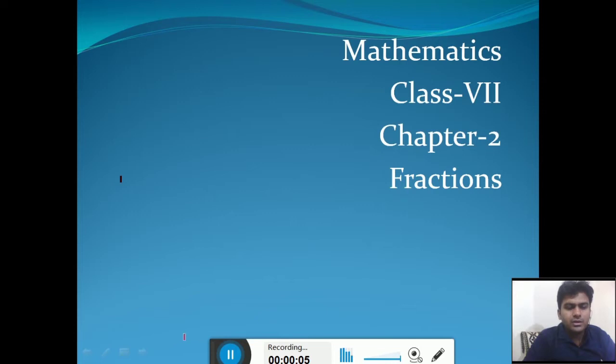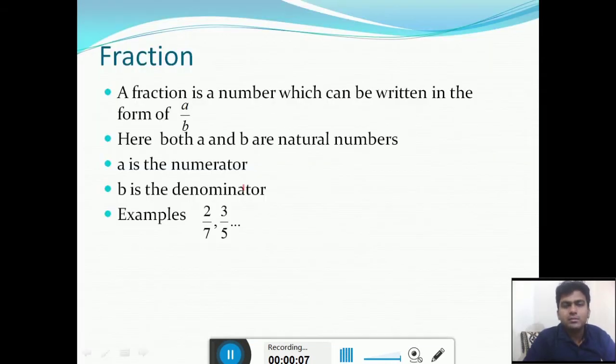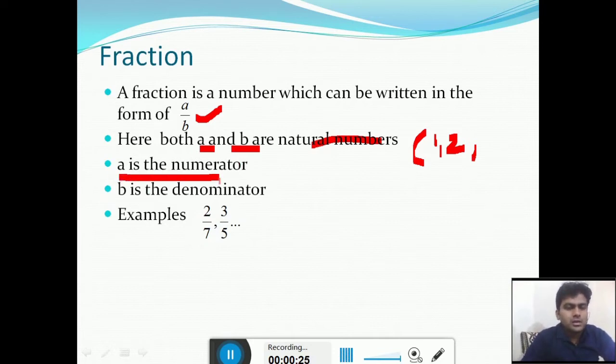What is a fraction? A fraction is a number which can be written in the form of a upon b. Here a and b both are natural numbers. So what are the natural numbers? 1, 2, 3 and so on. And a is the numerator and b is the denominator, that you all know. So examples are 2 upon 7, 3 upon 5 and many more.